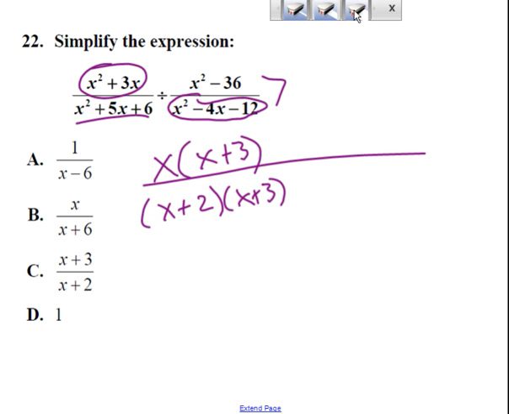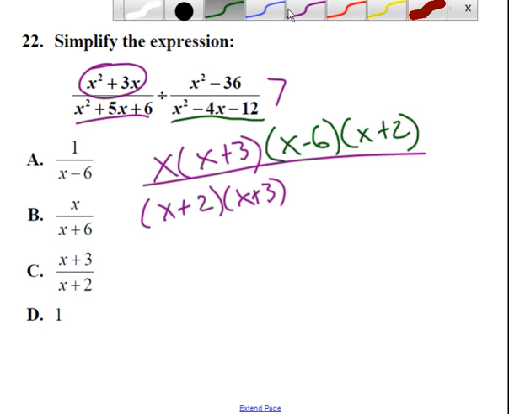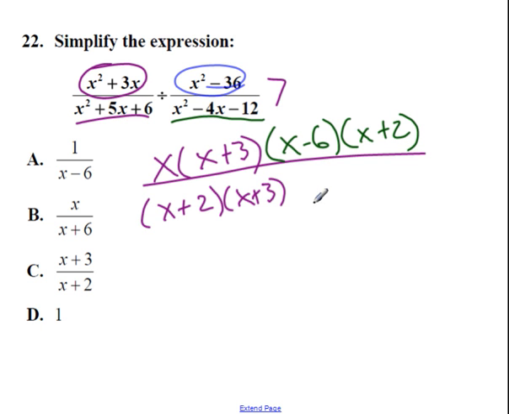Actually, let's put that in a different color. Feel a little better about it. So this guy, what multiplies to 12 and subtracts to make 4 is going to be x minus 6, x plus 2. And then factor my top, minus 36 is x plus 6, x minus 6.